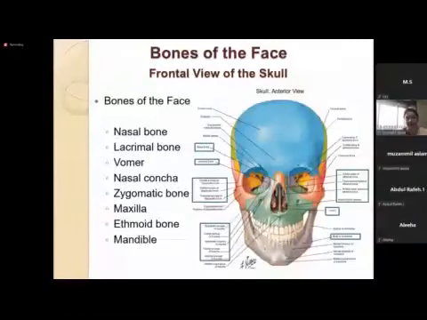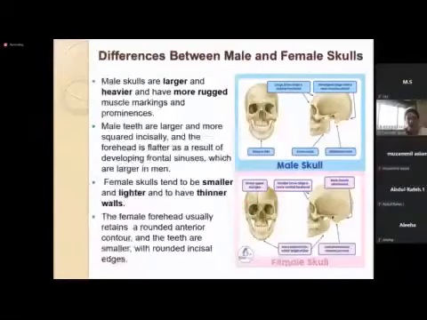What is important is the differences between the male and female skulls. Male skulls are larger and heavier, and they have more rugged muscle markings and prominences. Male teeth are larger, more squared incisively, and the forehead is flatter as a result of developing frontal sinuses, which are larger in men.